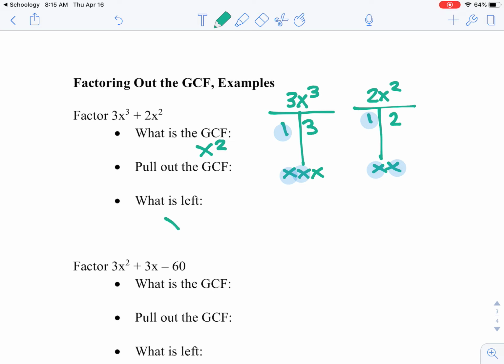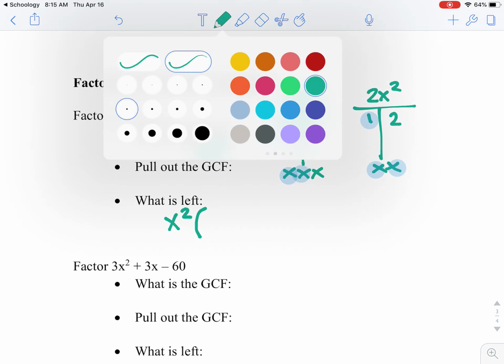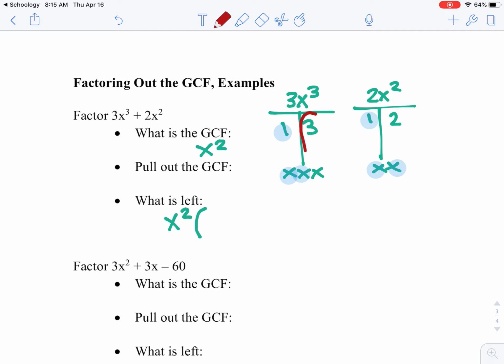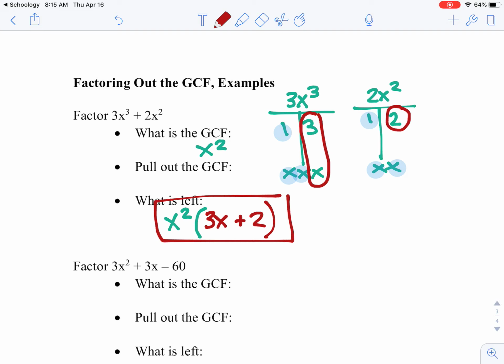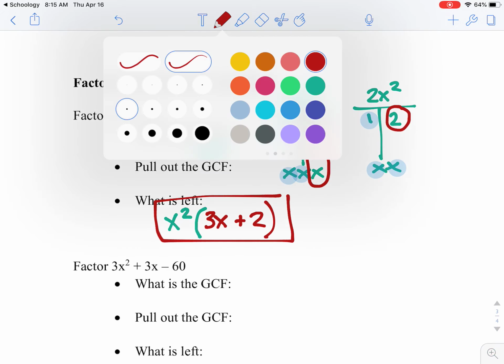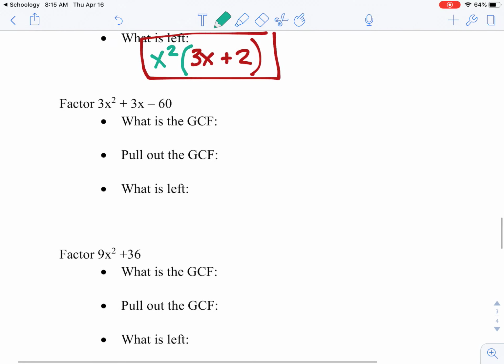So what I'm going to do here is I can take out my x squared. And I'm going to then put parentheses, and I'm going to write what's left. Let's get a different color here. So what's left of my first term is a 3 and an x. And what's left in my second term is just a positive 2. So this is how we would factor. We would take out the GCF of these terms. All right, let's do another example. Hopefully, as we do a couple more examples, it'll make sense.